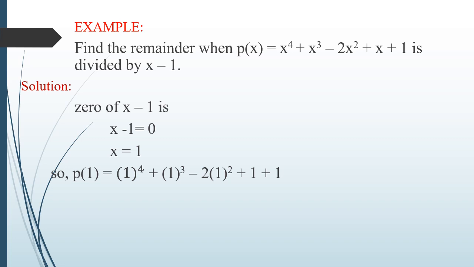So 1 power 4 plus 1 cube minus 2 into 1 square plus 1 plus 1. 1 plus 1 minus 2 plus 1 plus 1. So 2 minus 2 plus 2. Plus 2 and minus 2 will get cancelled. So the answer is 2. Here the remainder is 2.